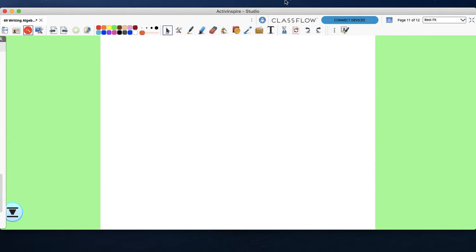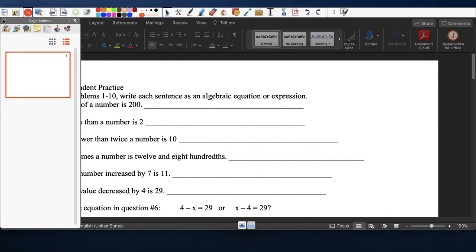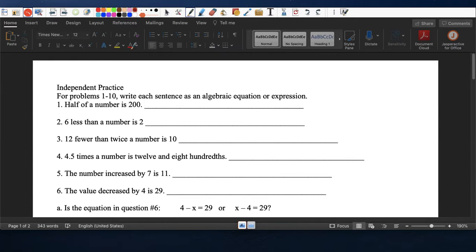Okay, so let's start. Half of a number is 100. So half, se escribe like that, half. Of is multiplication. A number, we can call it n, equals 200.